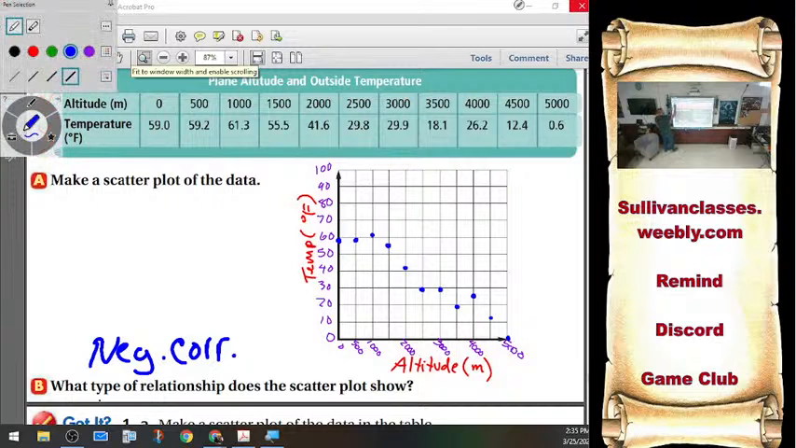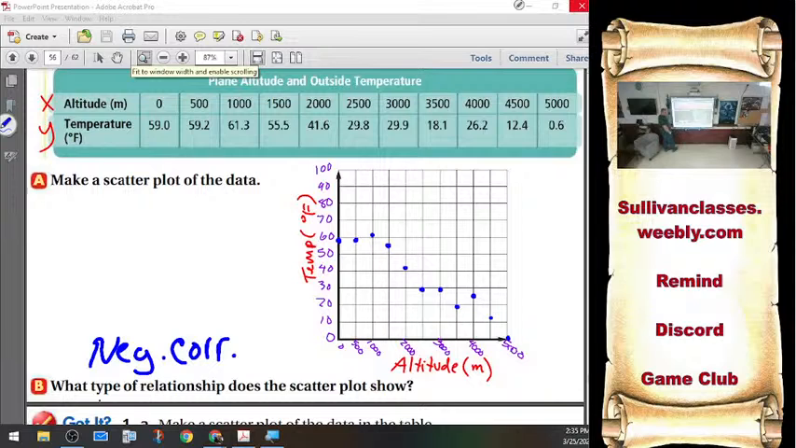If we need to say that in words, which I recommend you do right now so you get used to describing a context: as I go left to right, altitude increases, my temperature is decreasing. As x's go up, y's go down.